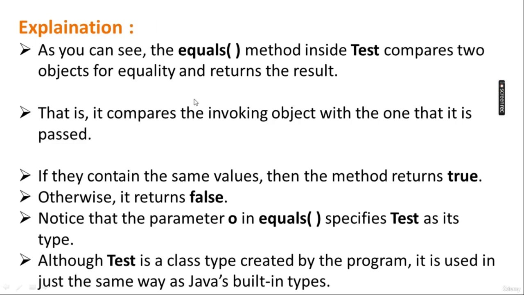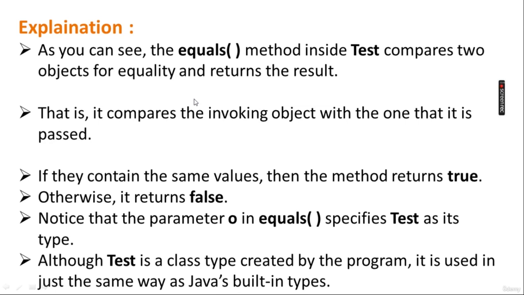Now, how is this possible? Equals method inside the Test compares two objects for equality and returns the result. That is, it compares the invoking object with the one that is passed. Invoking object means whoever is calling that function, and the one that is passed means whatever object you are passing as a parameter to that method. If they contain same values, then the method returns true. Otherwise, it will return false.